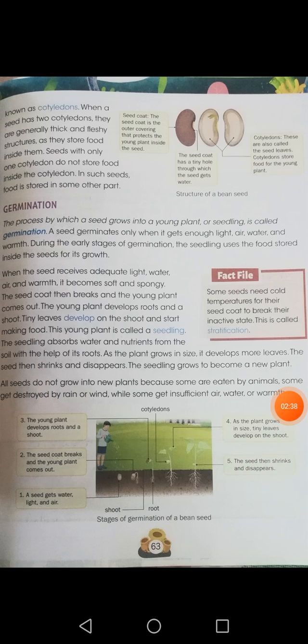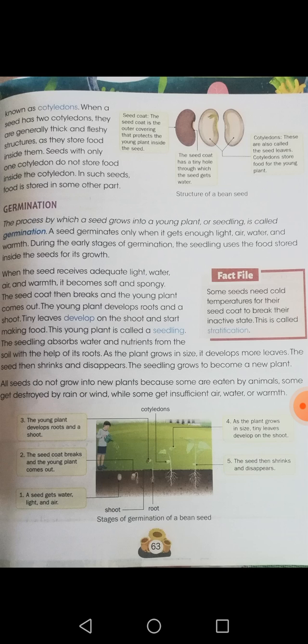Now the next is germination. So what is this germination process? The process by which the seeds grow into a young plant is called germination. The whole process of seed growth, conversion of a seed into a small baby plant, and then the small baby plant growing into a young plant, this whole process is called germination. A seed germinates into a young plant.